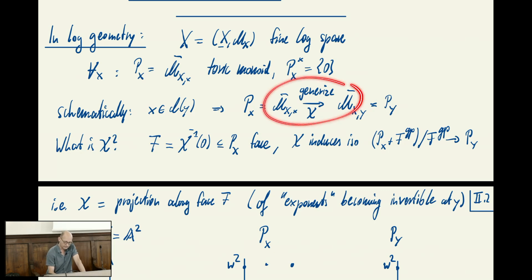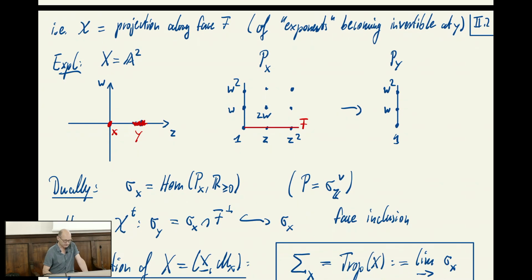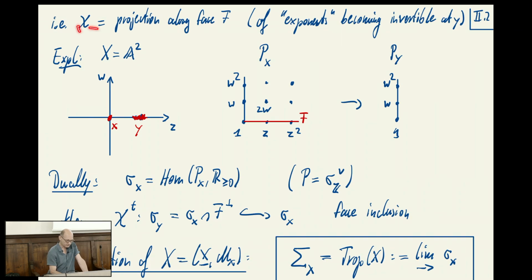So this generalization map is a projection along the face f. So if you think of some cones, some polyhedral cones somewhere, you take a face, and you just stare from this face and project down. That's what this map is. So it is good to have this intuition, or this picture in your mind. So I just wrote this here: projection along a face. What is this face? These are the exponents, now thinking of functions again, that become invertible at y. Being invertible means being divided by the O_X star, so that becomes 0 in P_y.